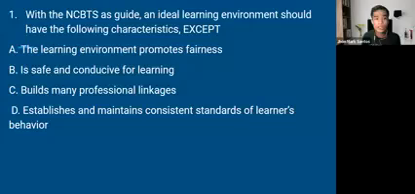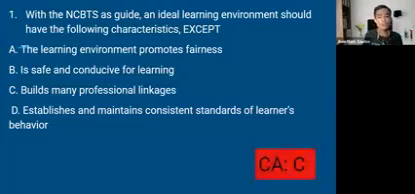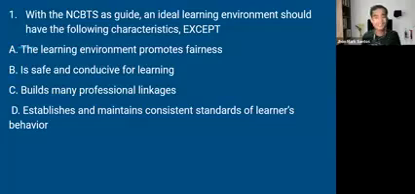So now let's proceed with the question and answer. I want you to prepare your answer sheet, okay? If you have an answer sheet, you have 45 seconds, so please practice your shading. Check your own paper, and later you will count your score. Okay, let's proceed. For question number 1, with the NCBTS as guide, an ideal learning environment should have the following characteristics, except, okay? I guess this is a bonus item, since maybe you already saw the answer.